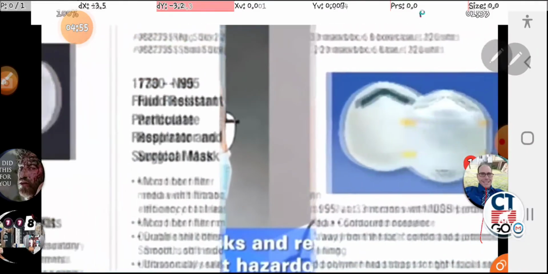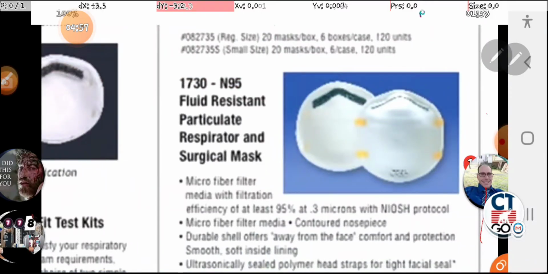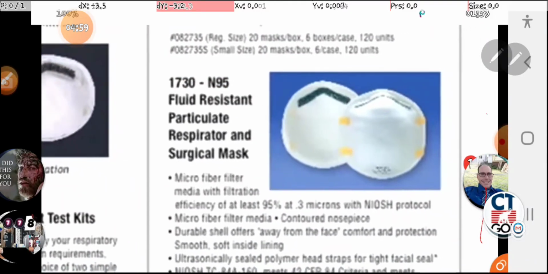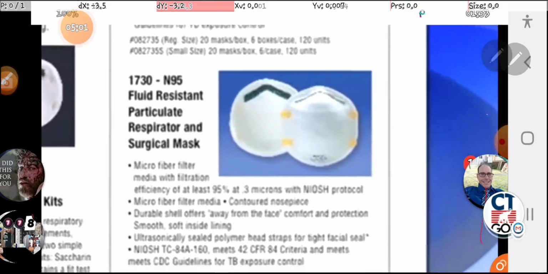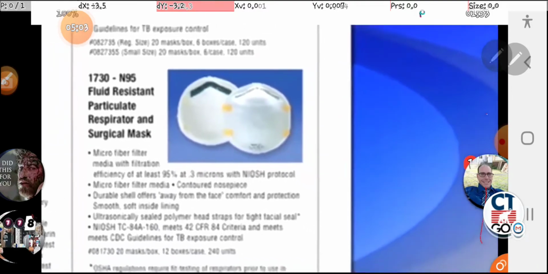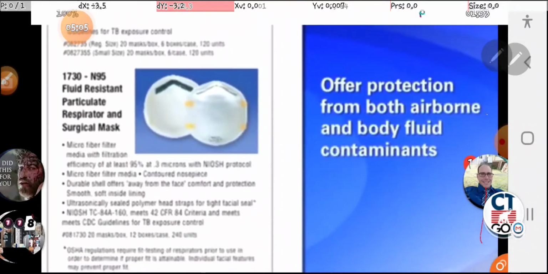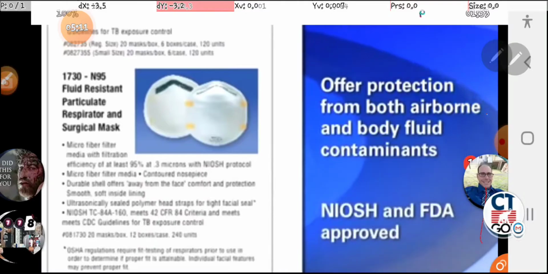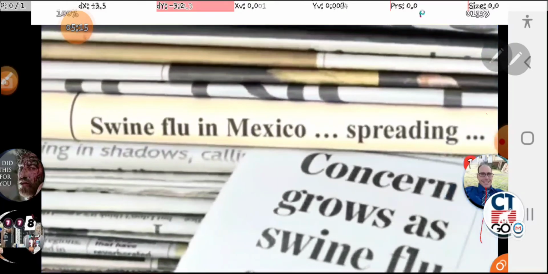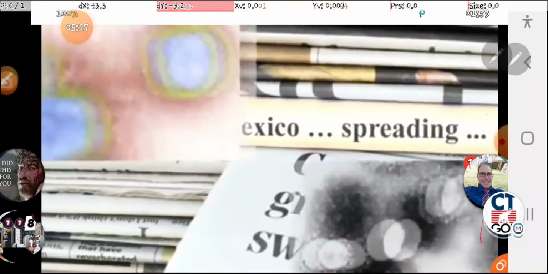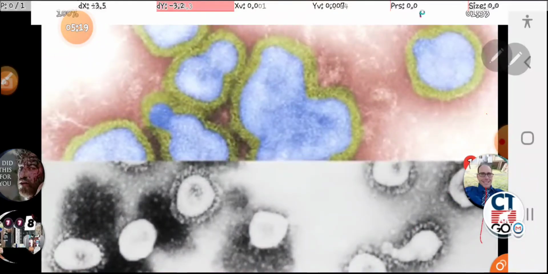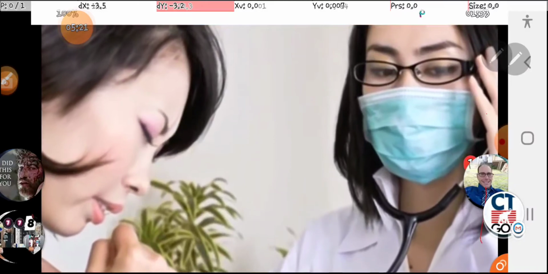When used properly, face masks and respirators both play an important role in preventing exposures to different types of hazards. If you need the protection of both a face mask and a respirator, you can use a surgical N95 respirator. Surgical N95 respirators offer protection from both airborne and body fluid contaminants and are approved by both NIOSH and the FDA.